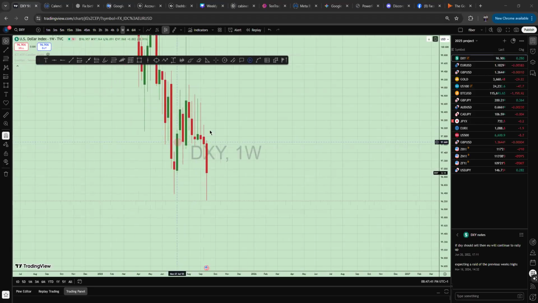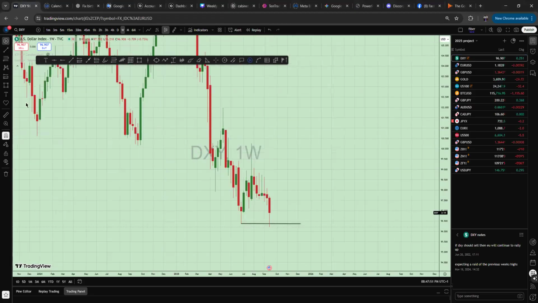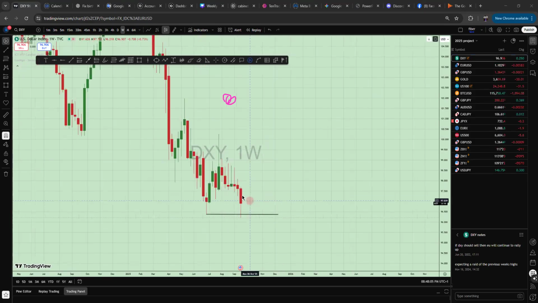Just for example, like this week on DXY, this is the weekly candle. We have been dropping, and you can notice that the weekly has been bearish. This was a higher low that was formed here. This was a higher low, this was a lower low, and then this is another higher low, a lower low, and now we are about to form another lower low. This is a bearish trend, and now also this is a bearish candle.